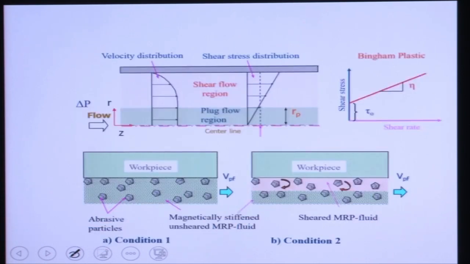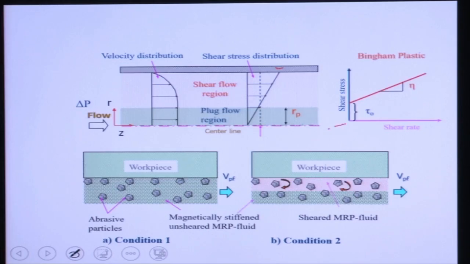You can see from here, this is the wall, the cylindrical wall. We are showing one half of the cylindrical cross section. So this is the central line, and this is the wall. Now MR fluid is flowing through this cylindrical channel. First one is the shear velocity distribution.